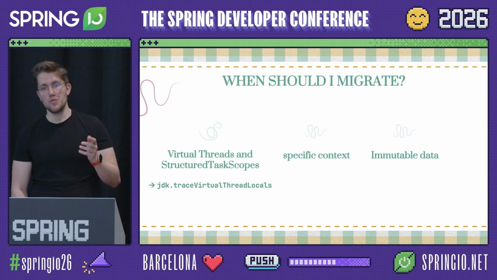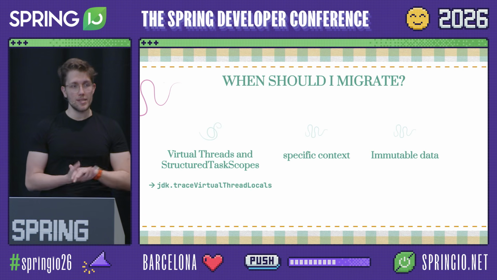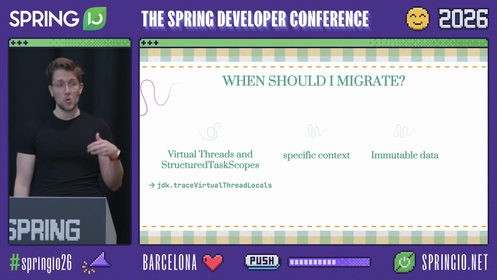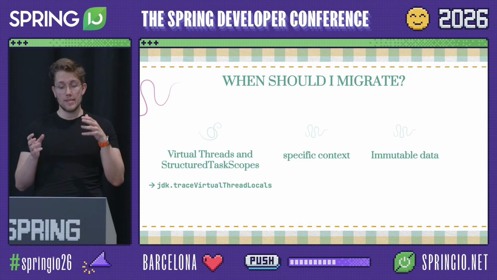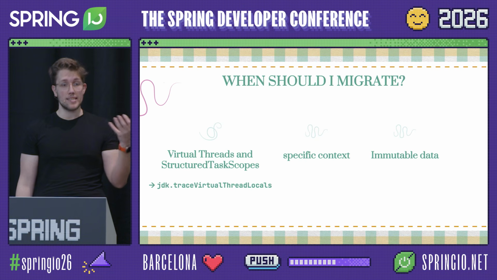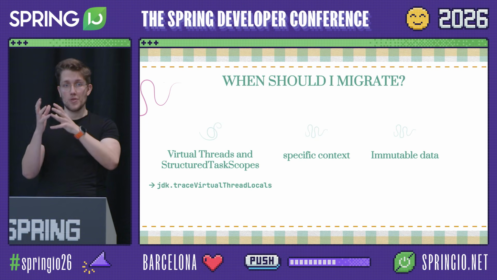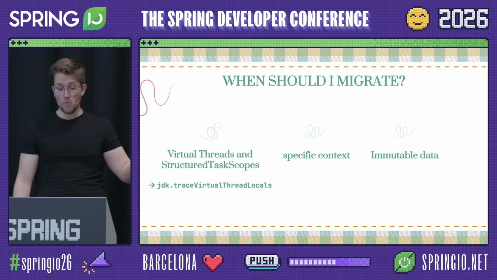So when should you migrate to these scope values? The first thing, of course, is when you're using structured task scopes with virtual threads, you should always migrate, because when you're using ThreadLocals in there, it most likely will not work as expected, because as mentioned, you don't have access in your virtual threads to the same ThreadLocal you set somewhere else.